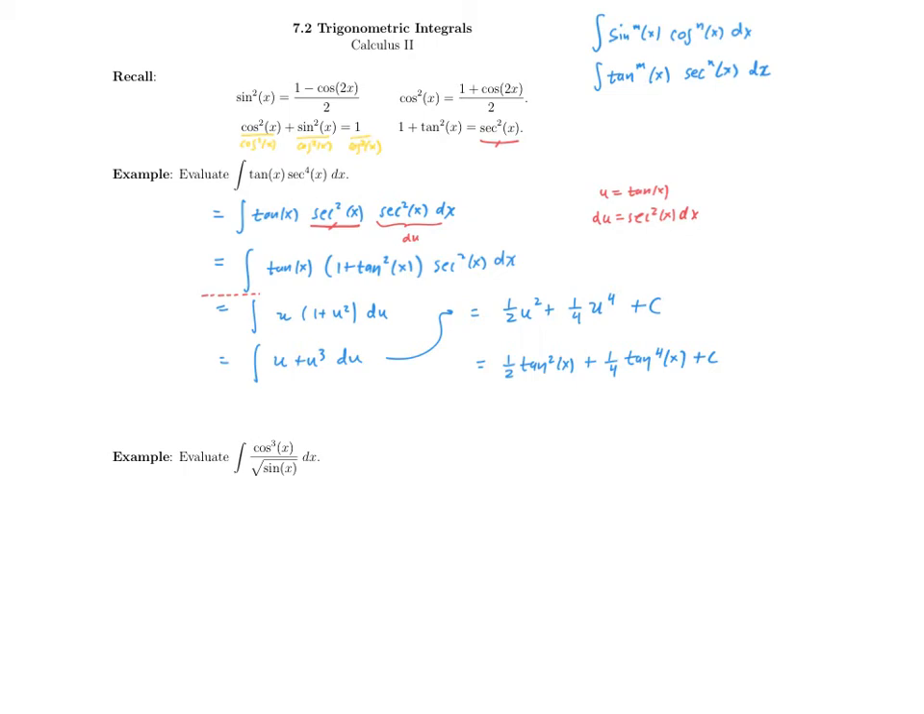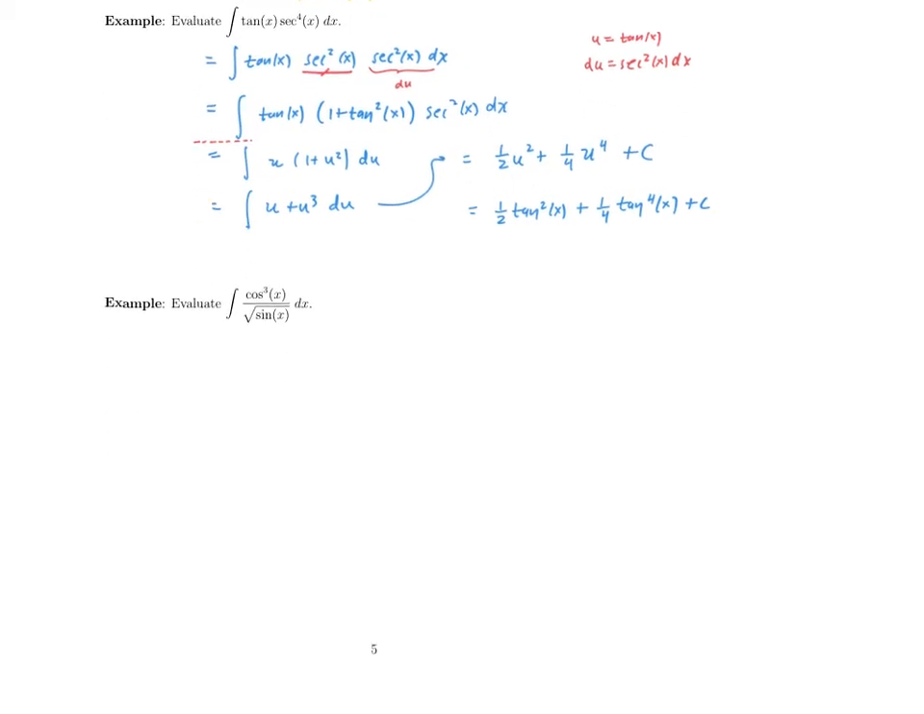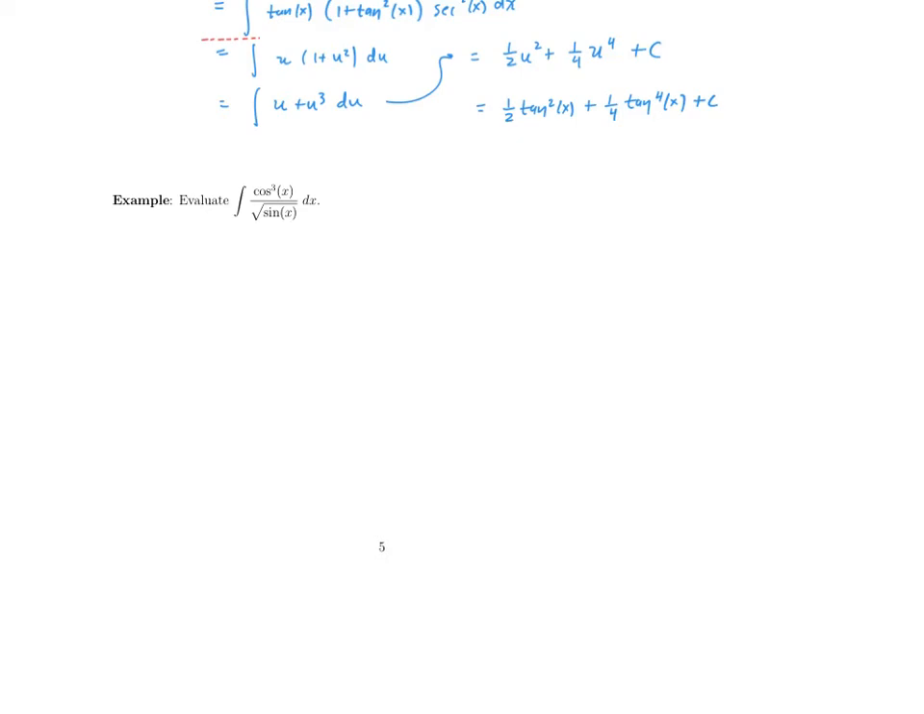Let's move on to our second example. In this case, we would like to integrate cosine cubed divided by the square root of sine x. And I realize this is not precisely in that form we've been working with of cosine to a power times sine to a power where the powers are whole numbers, but we do have some intuition we can apply.